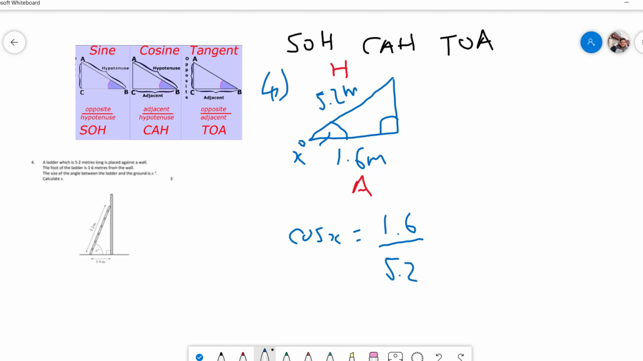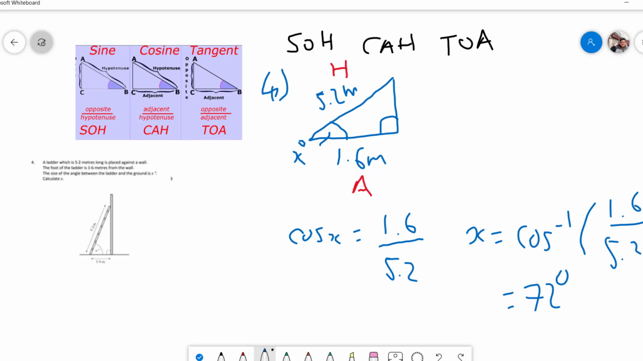Now, how do you find this? This is something you probably will need to know. You will need to know how to find the inverse of an angle. So if you're given cos of something, to find x, that's just the cosine inverse of 1.6 over 5.2. And you stick that in a calculator, and to the nearest degree, you get 72 degrees. So yeah, x is equal to 72.